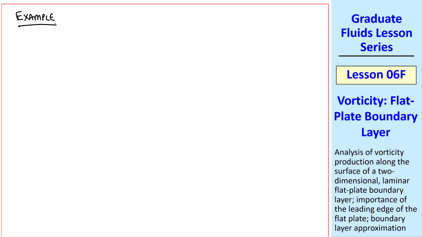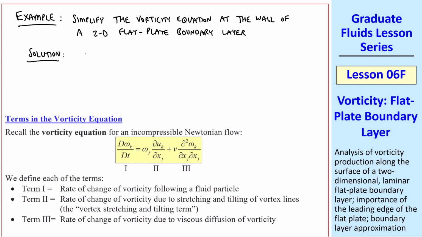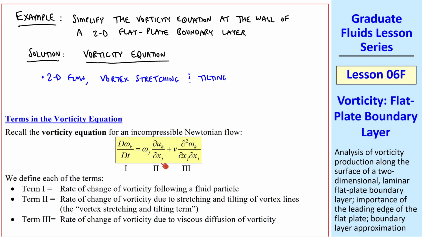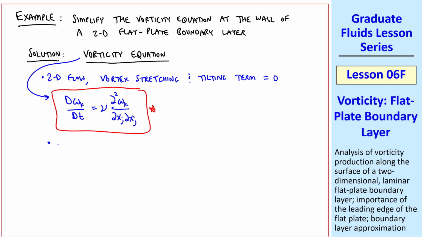Let's do a quick example problem, namely, simplify the vorticity equation at the wall of a 2D flat plate boundary layer. To solve this, we go back to our vorticity equation from a previous lesson, but recall that for 2D flow, the vortex stretching and tilting term is 0. So the vorticity equation reduces to Dω_k/Dt equals ν ∂²ω_k/∂x_j∂x_j. But again, since the flow is 2D in the x1, x2 plane, omega-3 is the only non-zero component of vorticity.